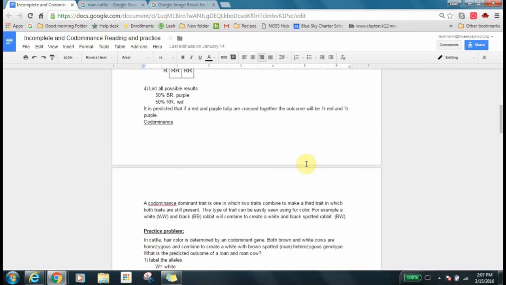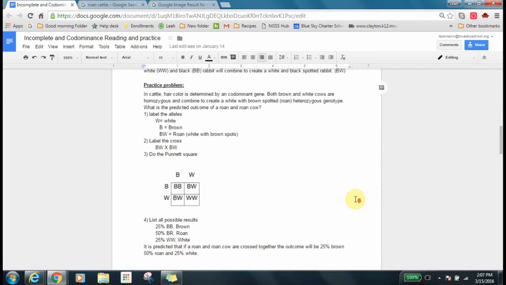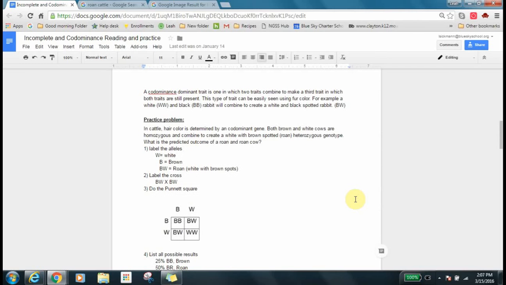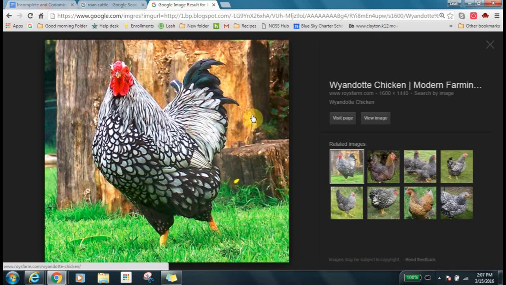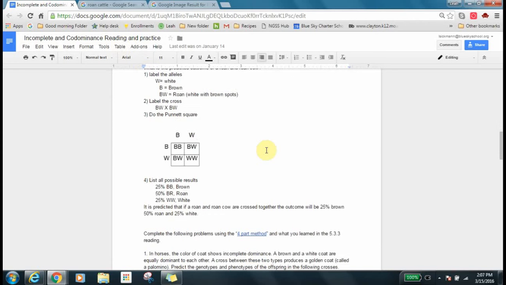Codominance is when you have two different traits that cross and kind of combine. They share their dominance. An example would be a white rabbit and a black rabbit mating to become a black spotted rabbit, or a white chicken and a black chicken becoming a Wyandotte chicken. This is a Wyandotte chicken. I think it's a pretty handsome looking rooster there, but it's a combination between a white chicken and a black chicken. That's codominance, like they're sharing the traits.